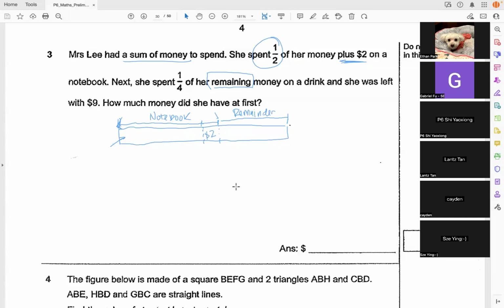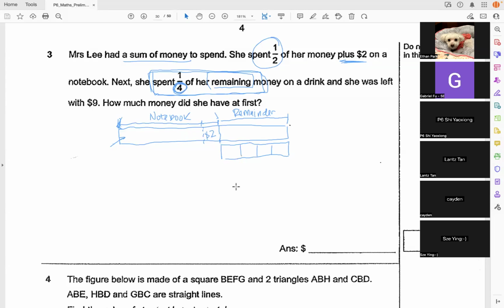Now, over here, it says he spent 1/4 of the remaining money. Okay, 1/4 remaining money, meaning the remaining money can be divided into 4 parts. So I'm going to redraw the remaining here, and I'm going to cut it into 4 parts. Why? Because it says he spent 1/4, meaning there must be 4 parts. I cut it into 4 parts.